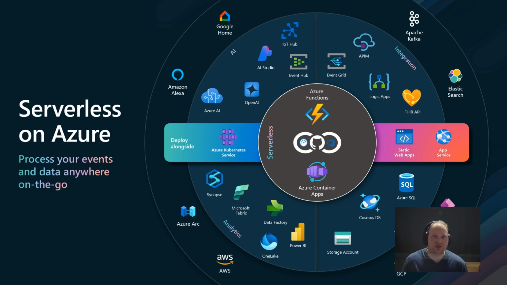For example, Azure Functions can be used in conjunction with Logic Apps for workload automation, or it can trigger and be triggered by services such as Azure Cosmos DB, Azure Event Grid, and Azure Monitor.